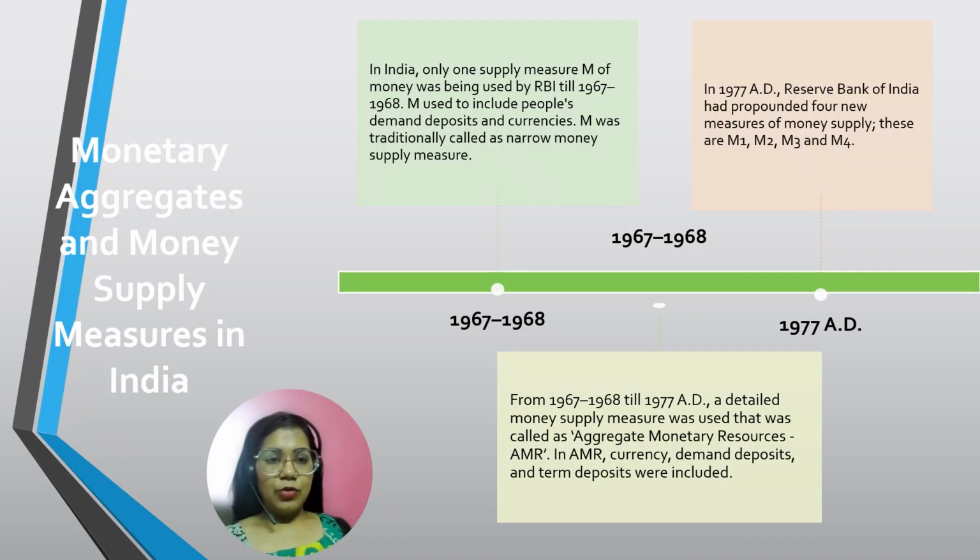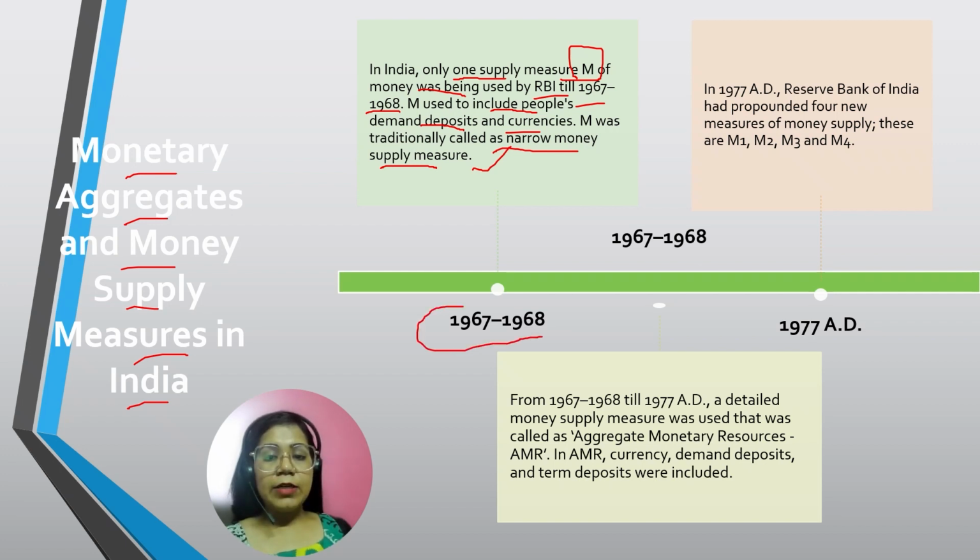So let's read about the monetary aggregates and the money supply measures in India. There was a question of what kind of money supply or monetary aggregate measures were being used in India. Only one supply measure, M, was being used by the RBI until 1967-68. What did this M include? M used to include people's demand deposits and the currency. That is why M was traditionally called a narrow money supply measure. Why narrow? Because it only included the currency and the demand deposits. So until 1967-68, we had only one money supply measure, which was M.